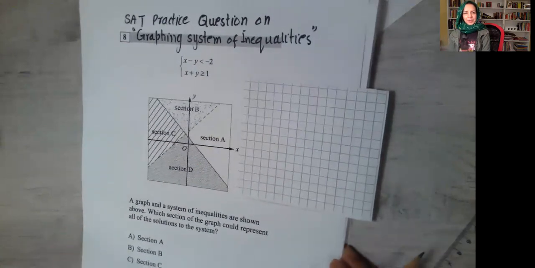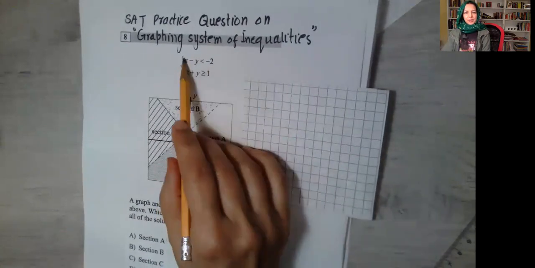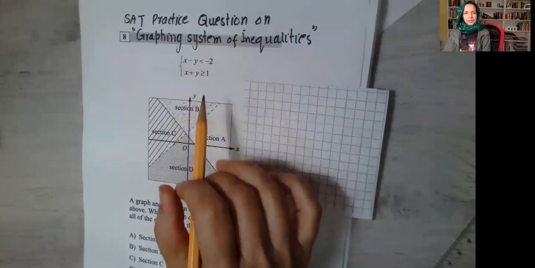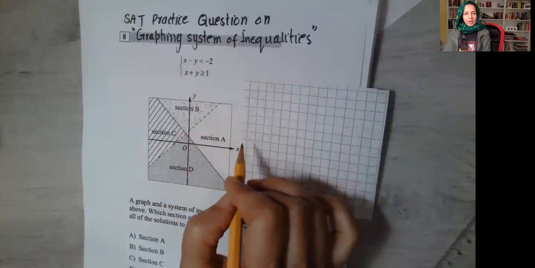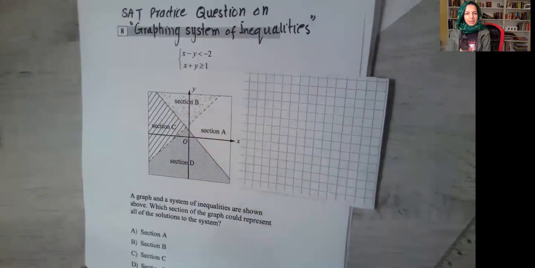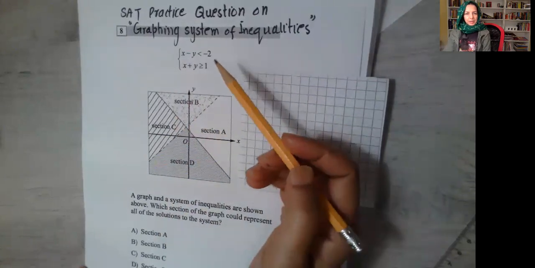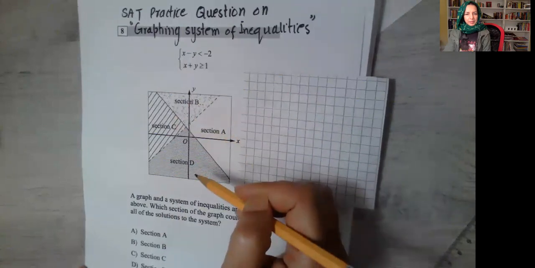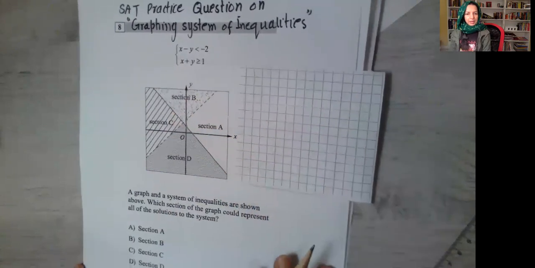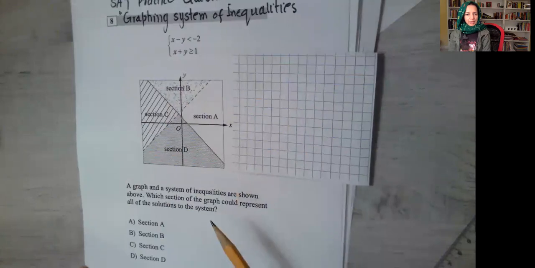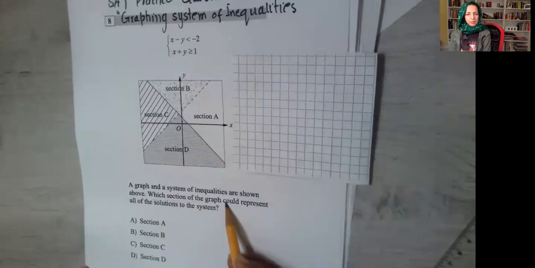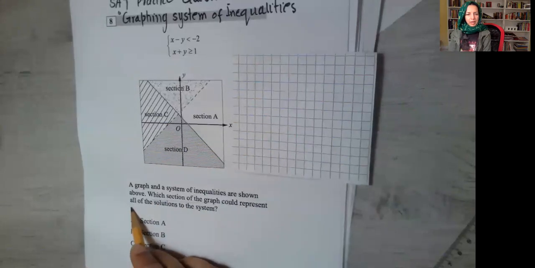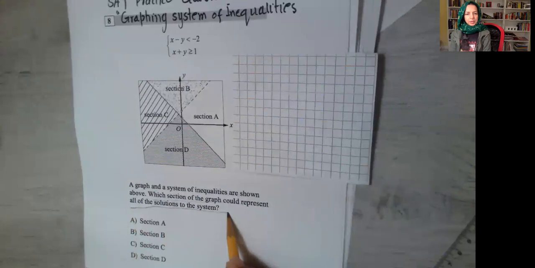The topic for today's SAT practice question is graphing a system of inequalities, which is a complex topic. So I have given two inequalities and the graph is drawn here, and then the answer choices are given below. And the question is, which section of the graph could represent all of the solutions to the system?